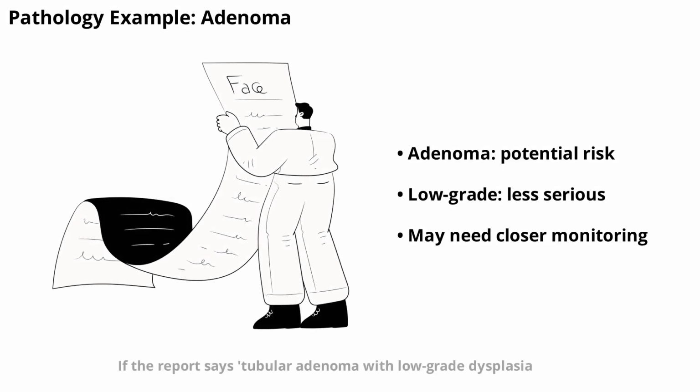If the report says tubular adenoma with low-grade dysplasia, it means a type of polyp that could become cancerous was found, but the risk is low. Your doctor may recommend more frequent colonoscopies to monitor for changes. Understanding this helps you stay proactive about your health.